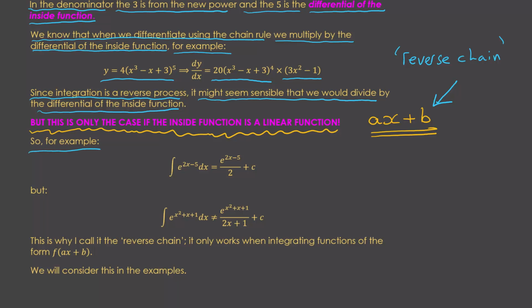So, for example, if we integrate e to the (2x minus 5) dx, where we have a function of this form, the differential of that inside function is 2, and indeed we do get e to the (2x minus 5) over 2 plus our constant. But if you have this, where the inside function is not linear, then it is not equal to this. You cannot, in that situation, divide by the differential of the inside function.